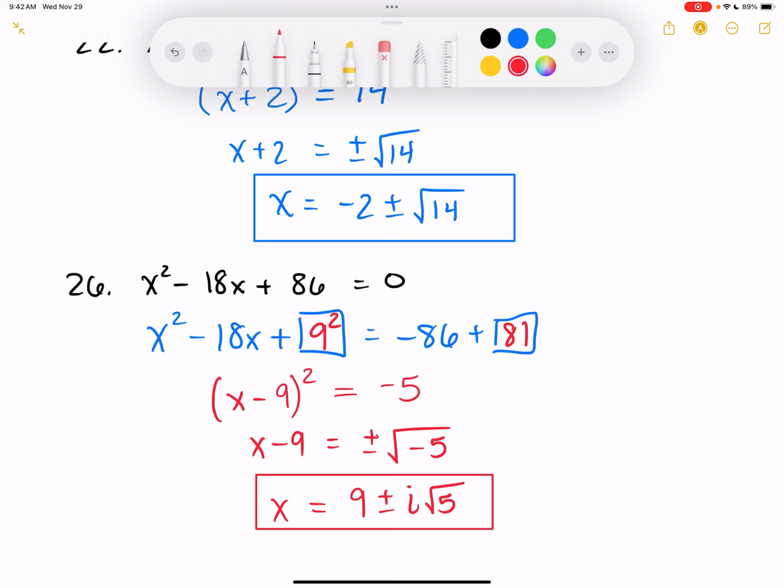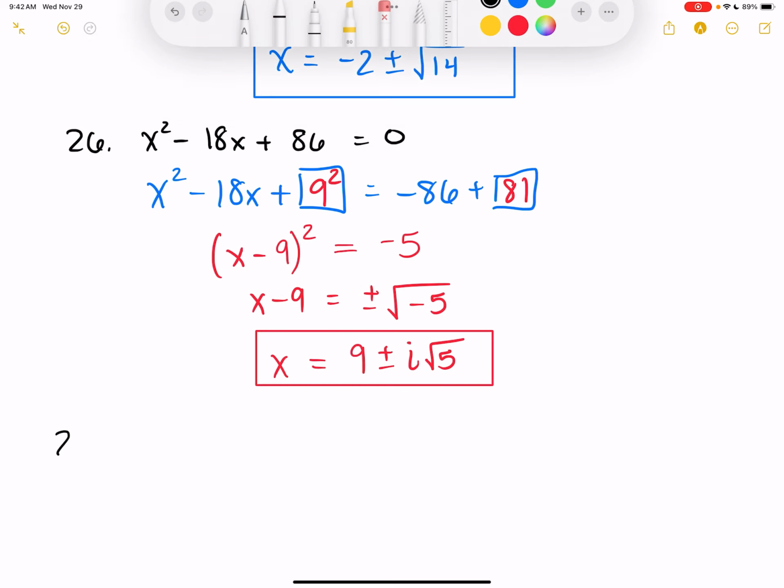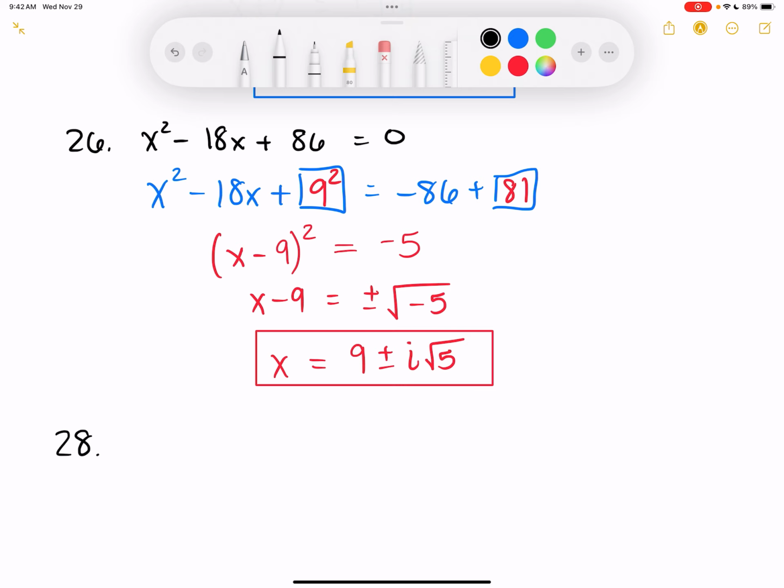All right, I'm going to have you try 28 on your own. And then I'm going to do one more to show you something that you haven't seen yet. Wait a second, I lied. You can't do 28. We don't know how to do that yet. We're going to do 32, and then I'll let you try 28.